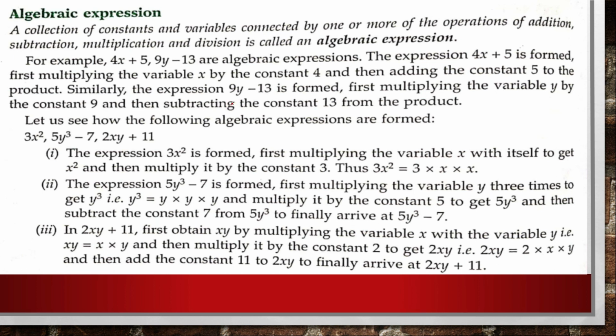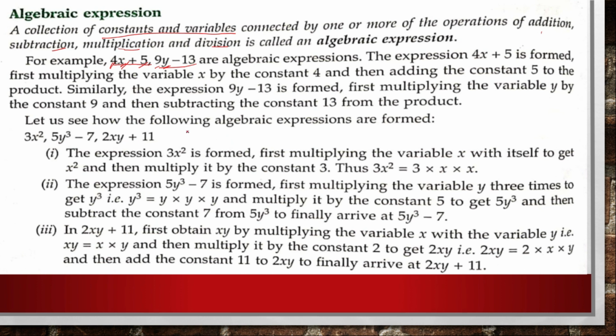Next is algebraic expression. What is an algebraic expression? A collection of constants and variables connected by one or more of the operations of addition, subtraction, multiplication and division is called an algebraic expression. As you can see in the example 4x plus 5, there is a variable x as well as the constants 4 and 5. In the second one, y is a variable, and 9 and minus 13 are the constants. You can see some examples given here.